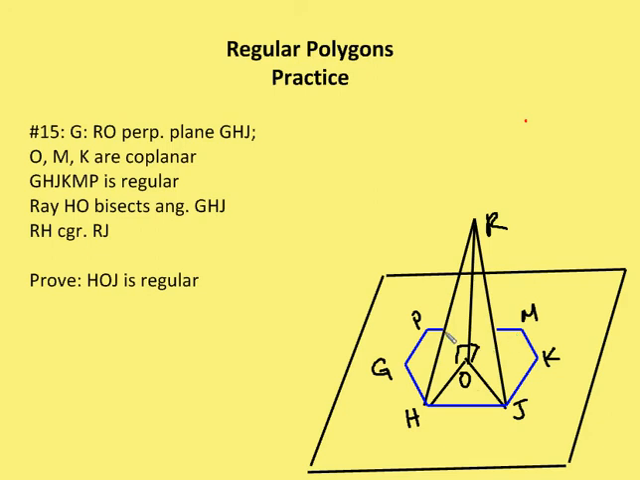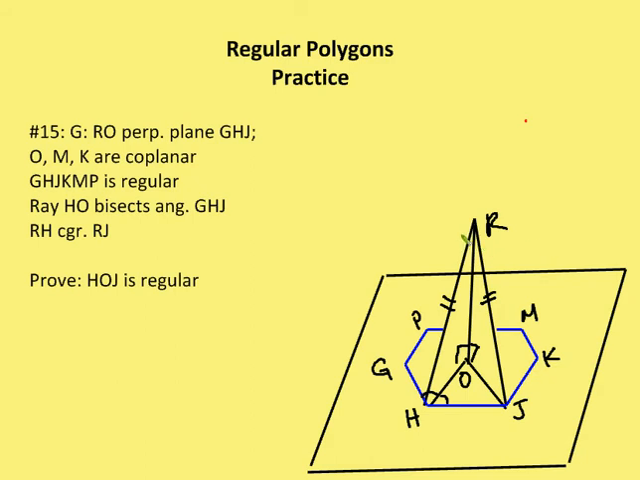GHJ, KMP, this figure here, which looks to me like a hexagon, is going to be a regular hexagon, and that's in blue. I know that ray HO here bisects GHJ, so I know that the angle here, HOJ, and the angle here, OHG, are going to be congruent. What else do I know? I know RH is congruent to RJ. So RH, and let's mark this up, RH, and this is in the figure that's coming out of the plane, is congruent to RJ. Well, it looks like I have 2 triangles that are congruent by the HL postulate.